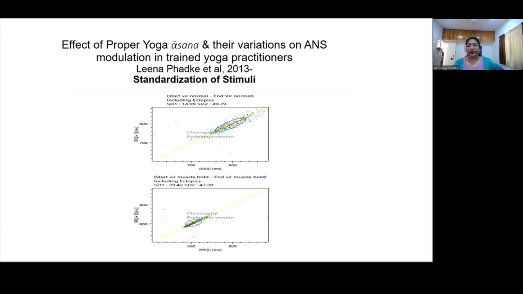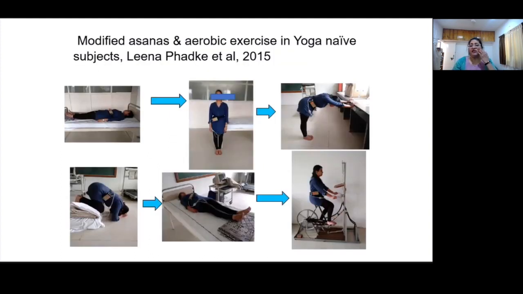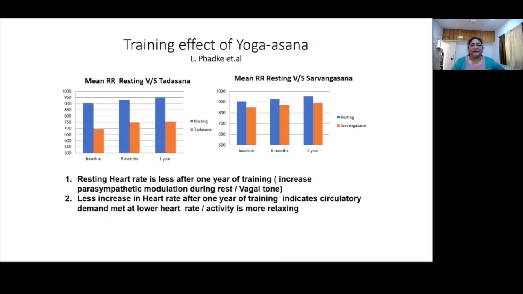So if we want to have some kind of yogic benefits, then we have to do the asana in a yogic way. Then we looked at modified asanas and aerobic exercise in yoga naive individuals, and compared their modulation with experienced yoga practitioners. Our important observation is that yogasana definitely has a training effect on autonomic modulation. Here you can see baseline, 6 months and after 1 year. We tracked the individuals up to 1.5 years, and measured their responses during yogasana.